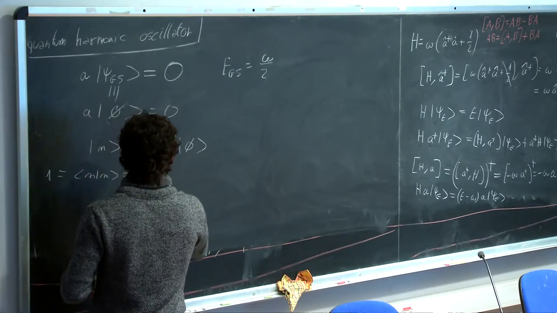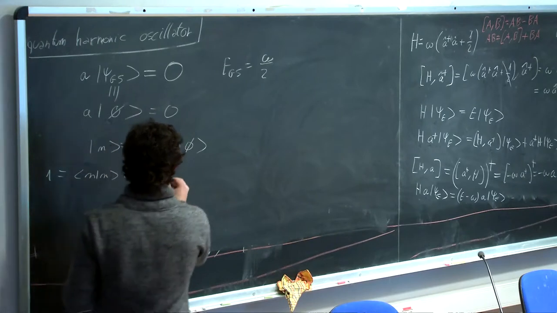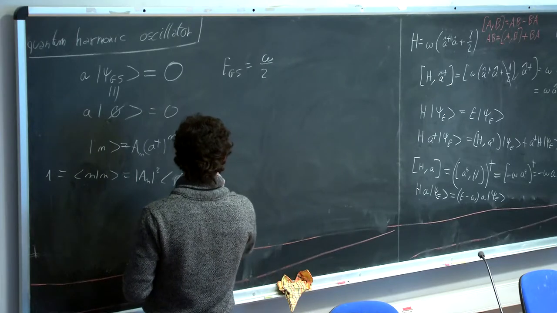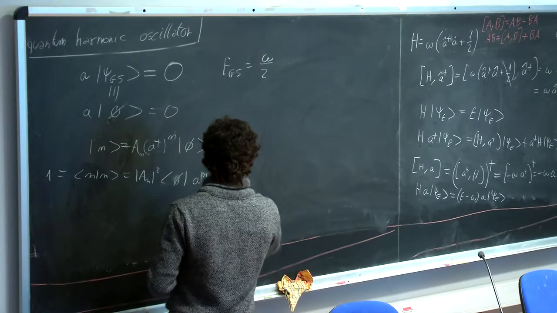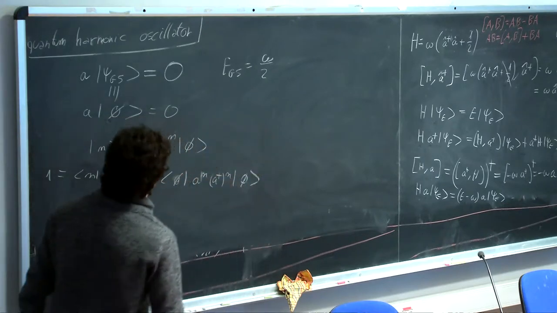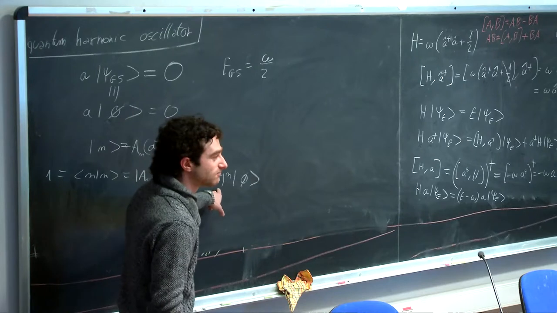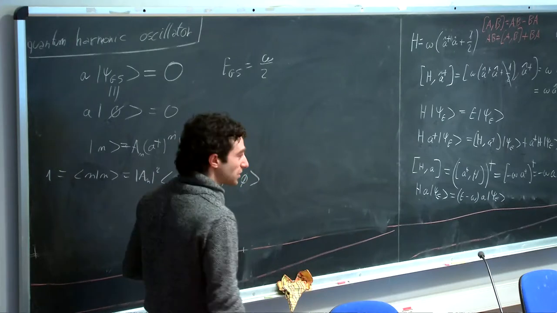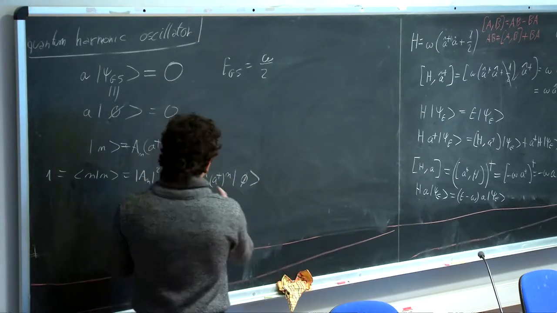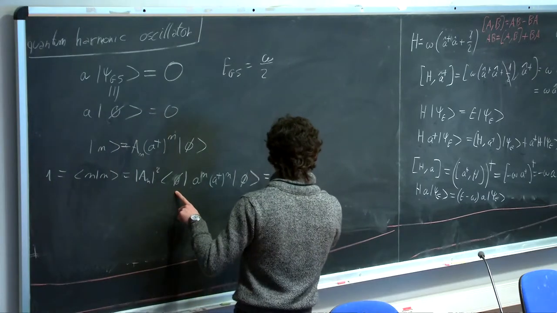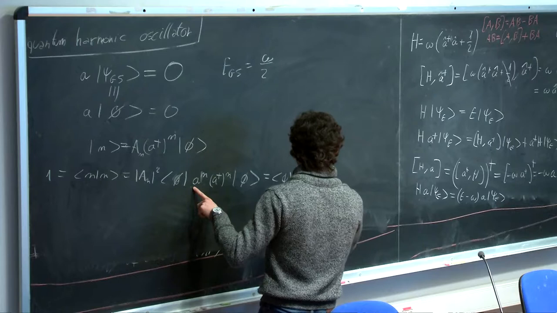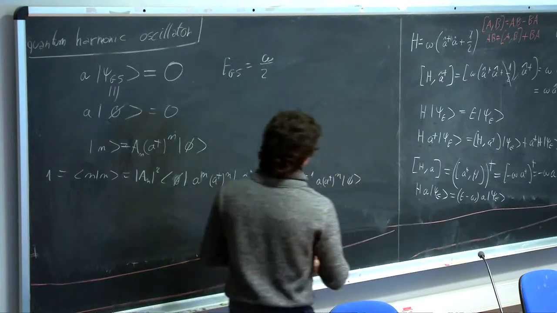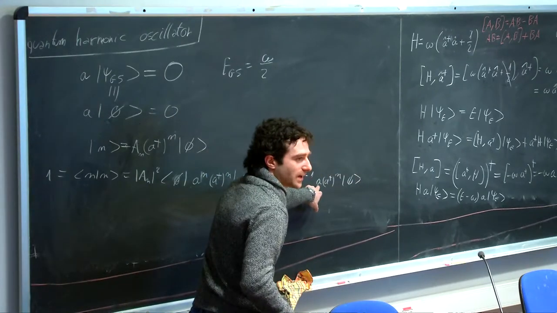So this is equal to A_n squared, vacuum, A to the n, A dagger to the n, vacuum. So we have to compute this. It seems to be complicated, no? But maybe it's not so complicated. Because what can we do? We can just rewrite this in this form: vacuum, A to the n minus 1, A, A dagger to the n, vacuum. I didn't do anything, I just isolated one A here.